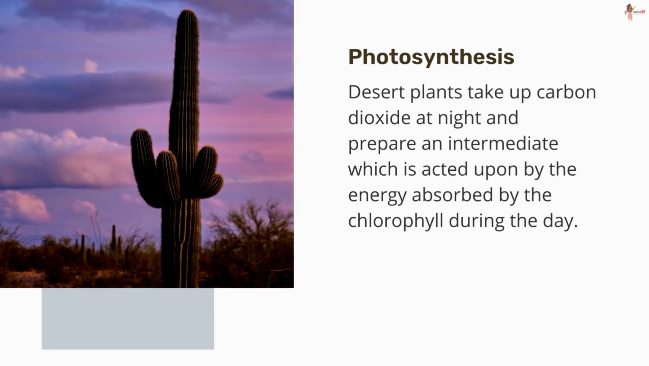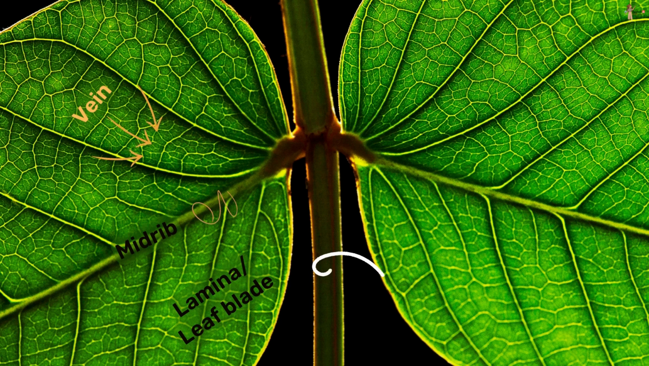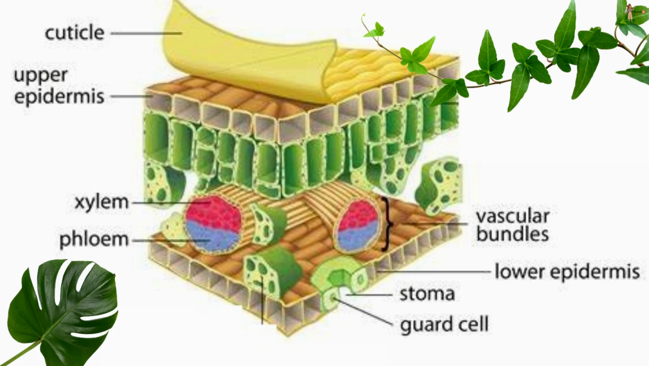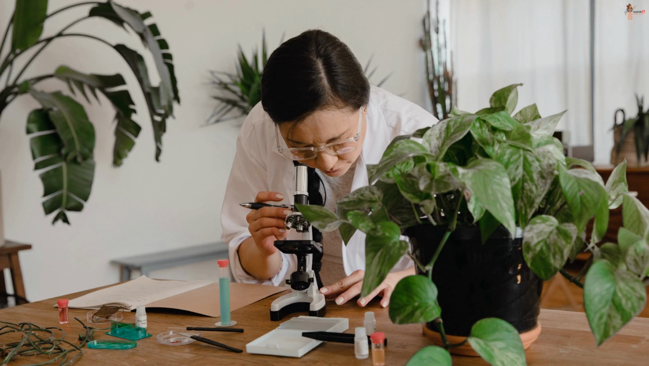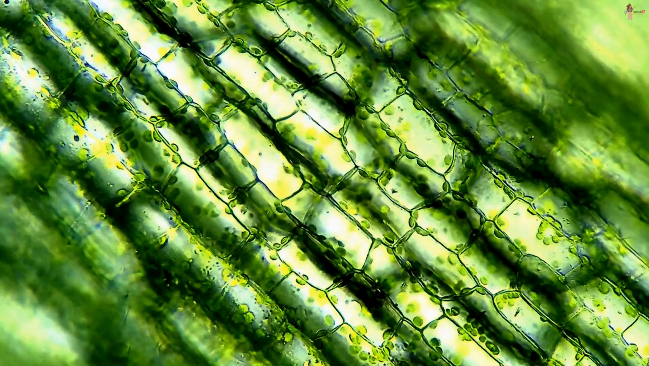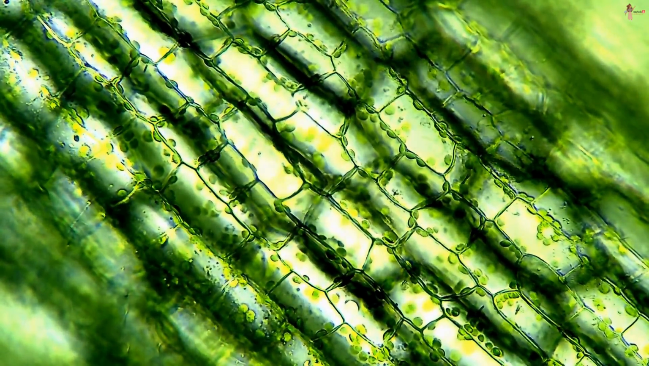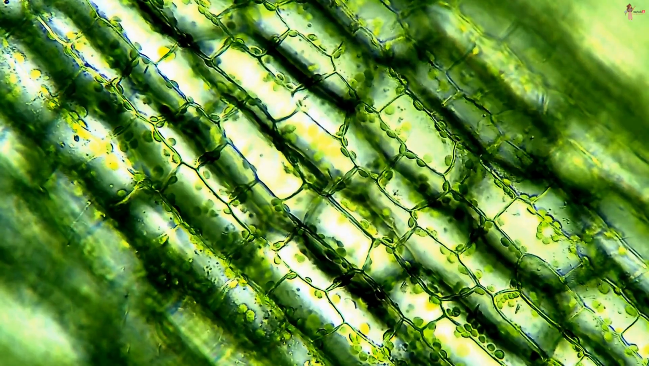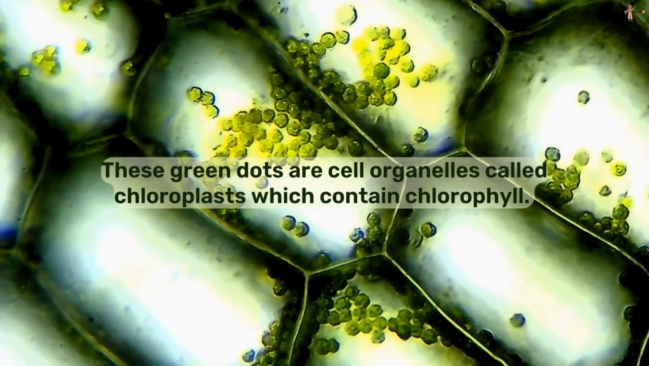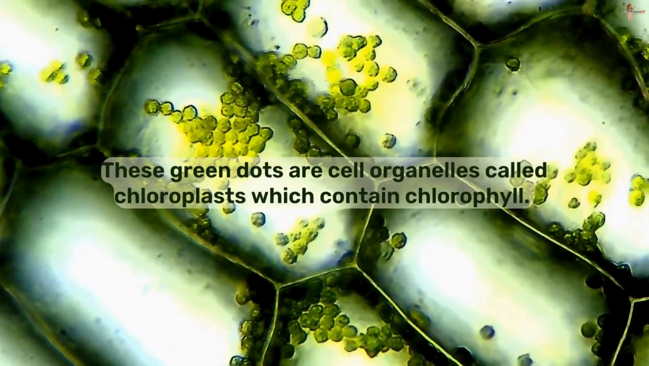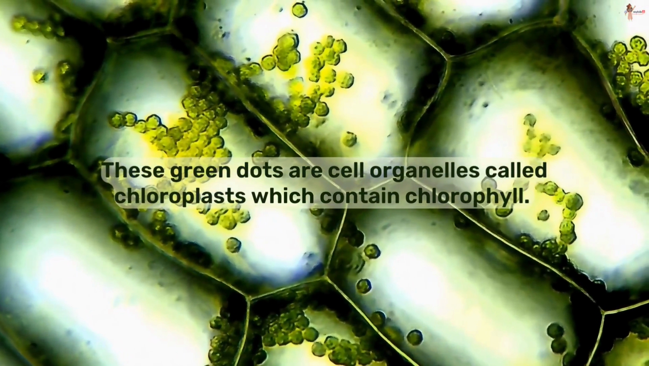Now let's see some parts of the leaf. Midrib, vein, lamina or leaf blade are some of the parts of a leaf, and this is the cross section of a leaf. If you carefully observe a cross section of a leaf under the microscope, you will notice that some cells contain green dots. These green dots are cell organelles called chloroplasts, which contain chlorophyll.